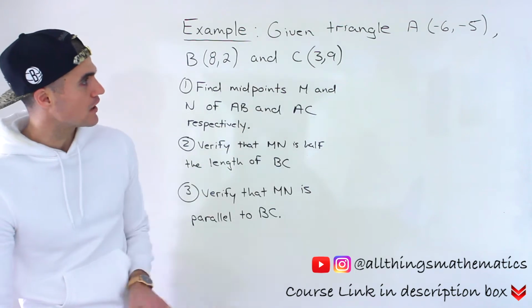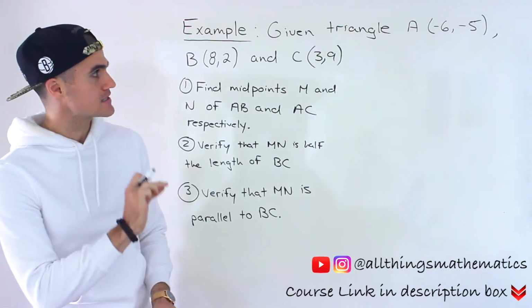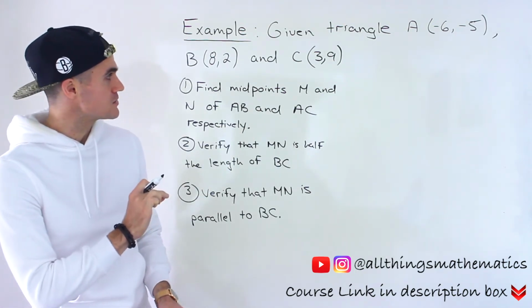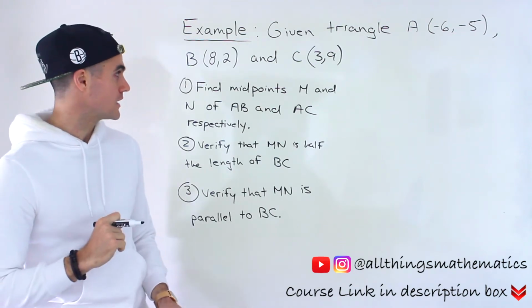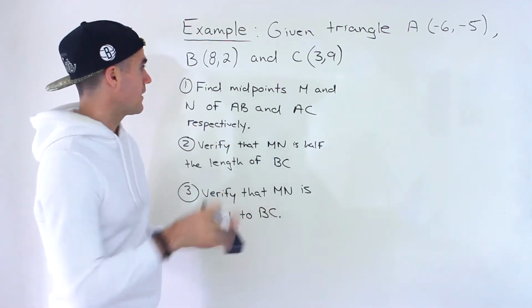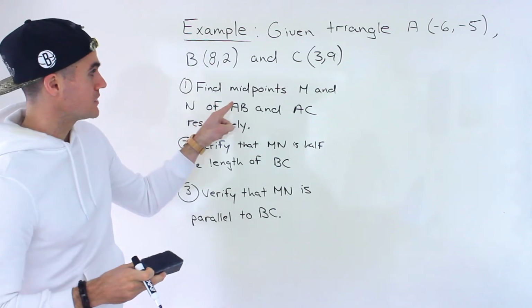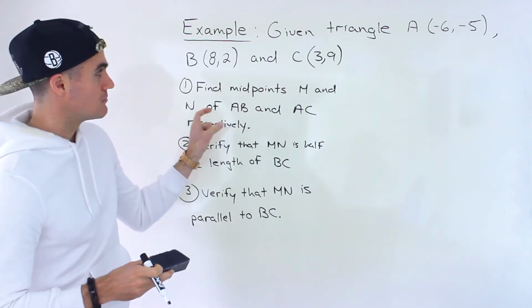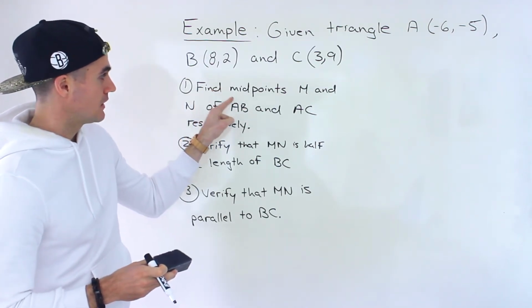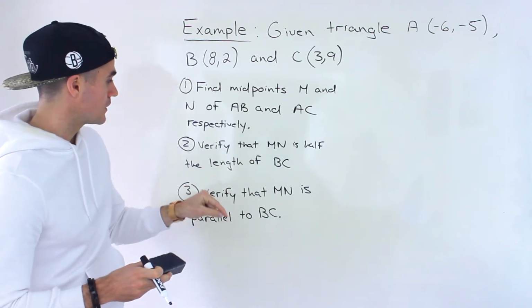We are given this triangle ABC where A is (-6, -5), B is (8, 2), and C is (3, 9). Given all that, number one, we have to find the midpoints M and N, which are going to be the midpoints of line AB and line AC, respectively.